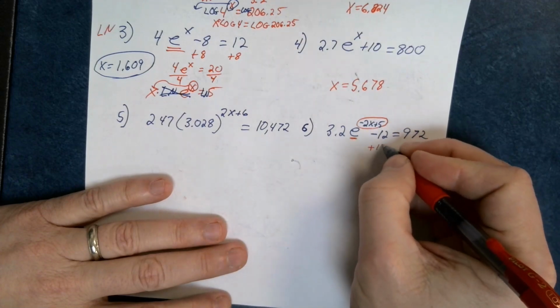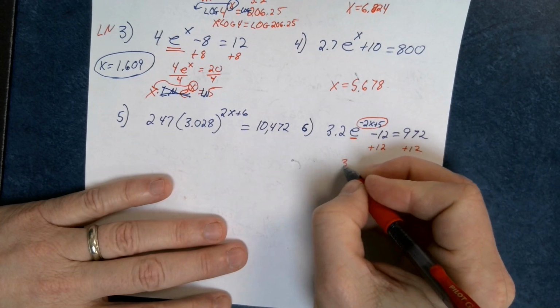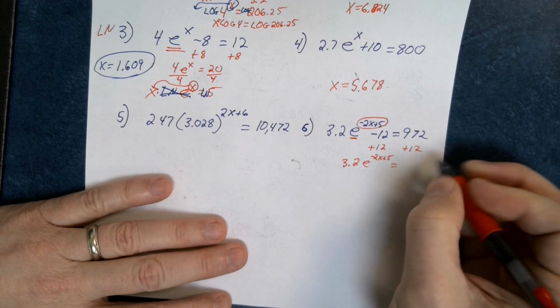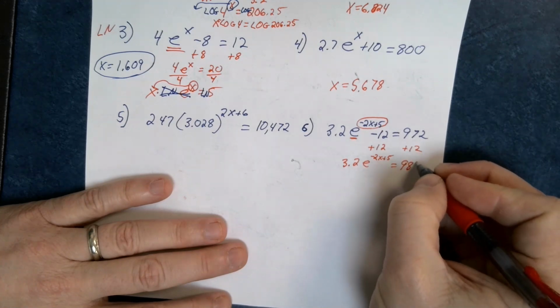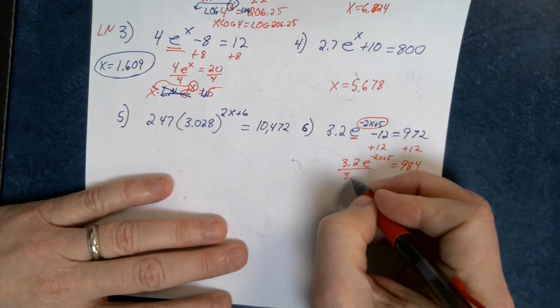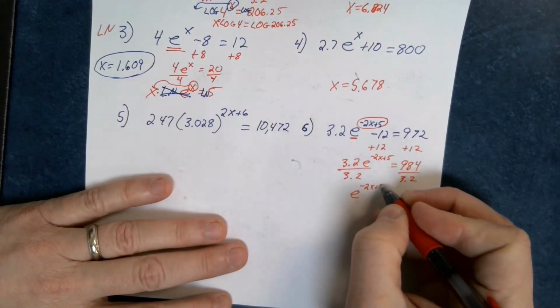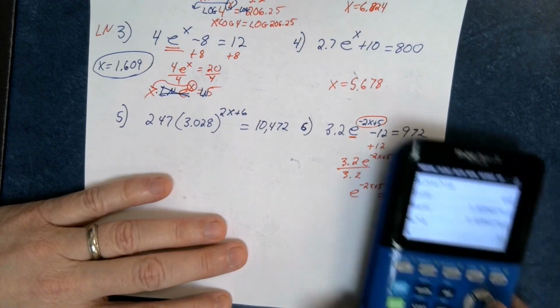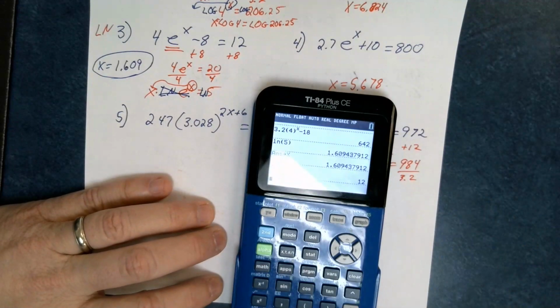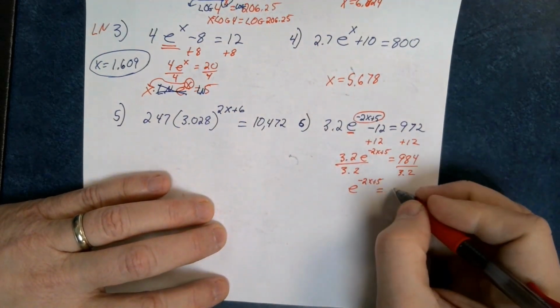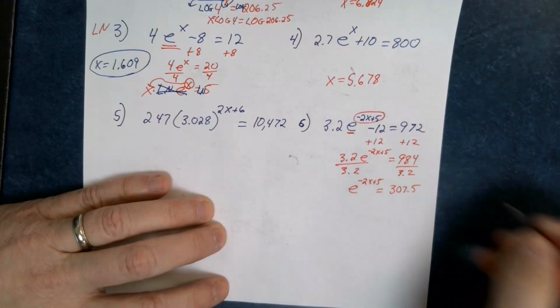So plus 12, 3.2 e to the negative 2x plus 5 equals 984. Divide by 3.2, divide by 3.2, e to the negative 2x plus 5 equals, and again, I would store this value as I'm going through it. 984 divided by 3.2. I got 307.5. I guess that's not too bad of a number. I might not need to store that yet.